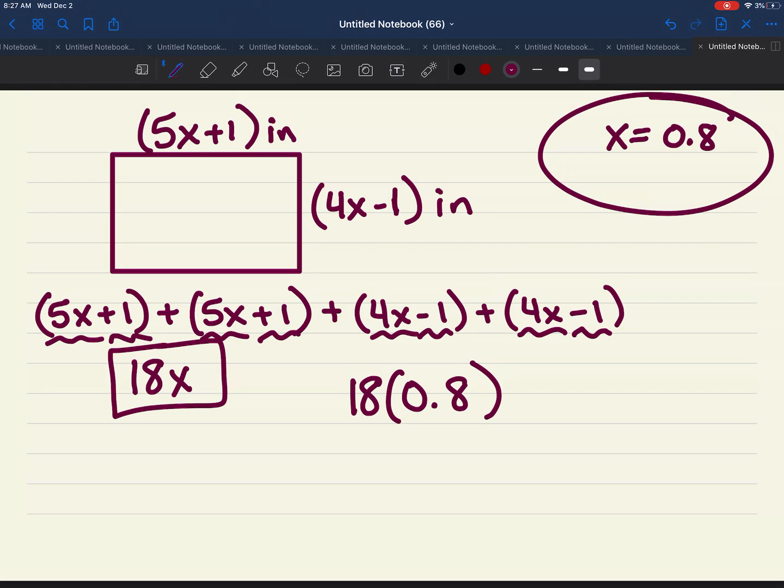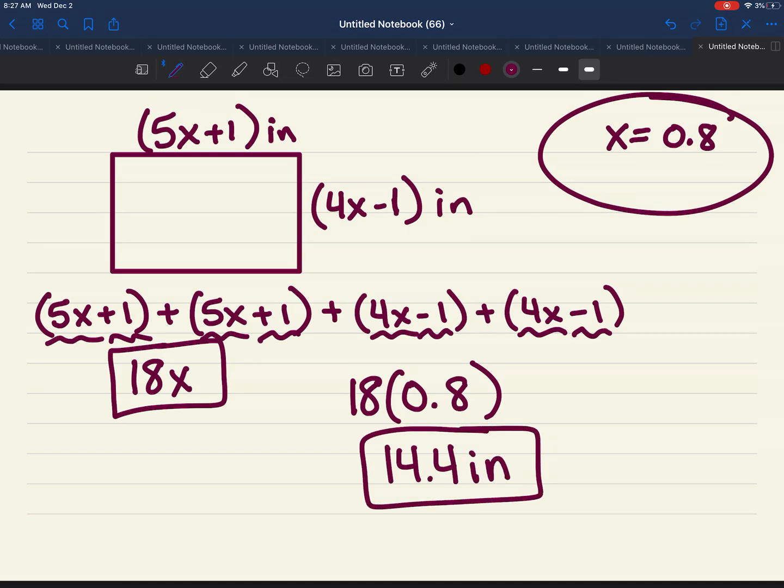Don't say it, don't say it. Zoe already got it. 14.4. Hey, you should be an auditor. Okay, so, hey, everybody listen to this. On this problem, how many answers are you going to have? 2. The expression, which was 18x, and then our answer, which would be 14.4.